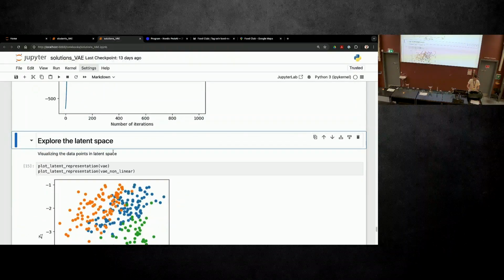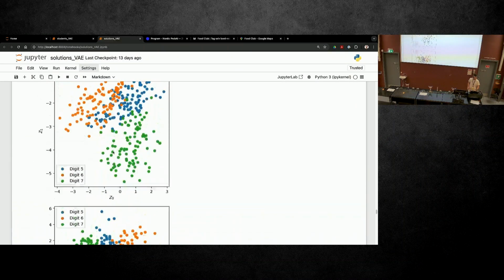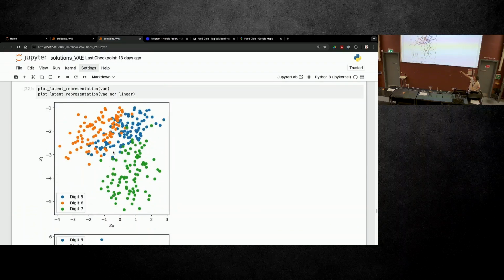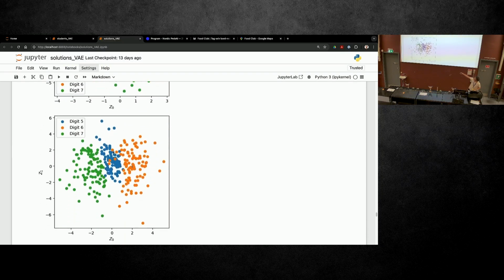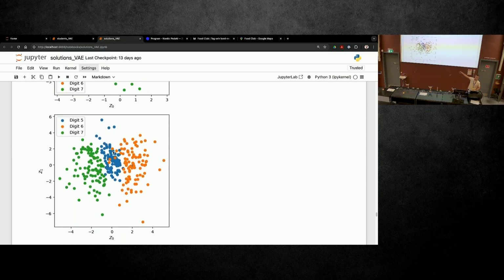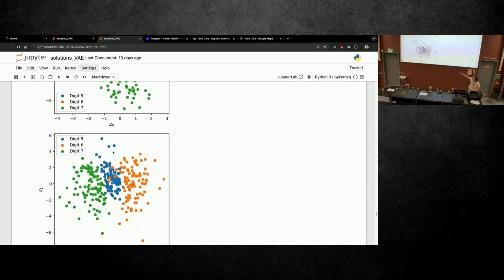We can do an exploration of the latent space. This here is from our simple model that we started out with. This here is for the new model, and what we can see is that we have a somewhat better separation. The orange and the blue were partly overlapping here. Except for a few points in here, they seem to be better separated.